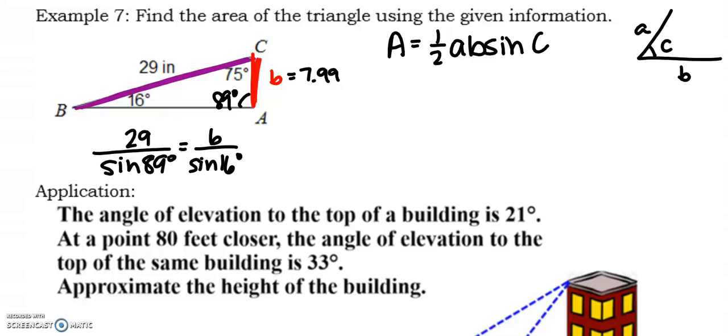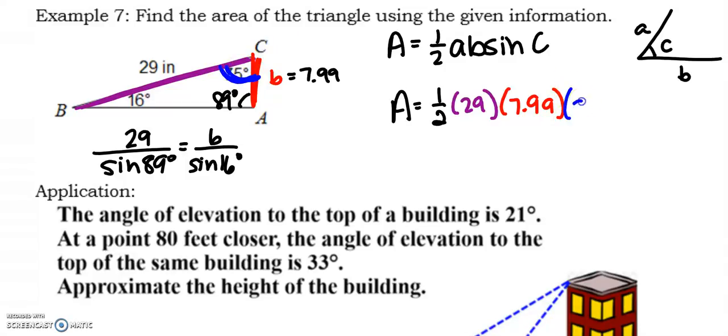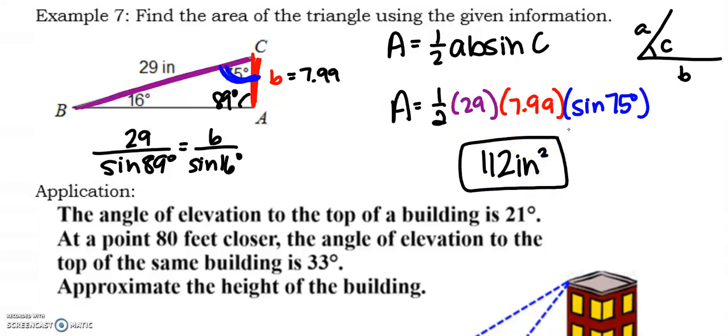So now when I go back to my area formula, I would say that the area is equal to 1/2. I've got 29. I've got 7.99. And now I just need that angle squished in between them. So that's going to be the sine of 75 degrees. All in your calculator, I'm going to round to 112. This one did have units, so inches squared is your area.